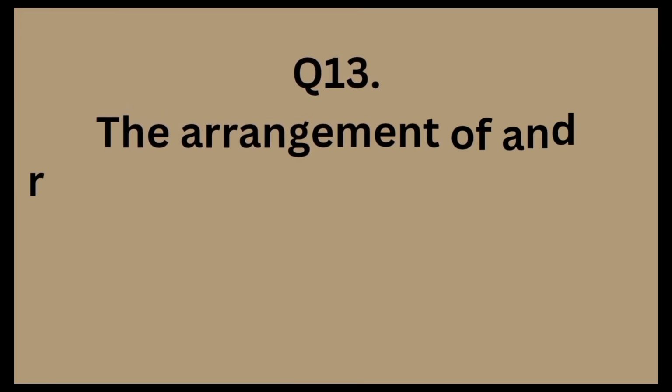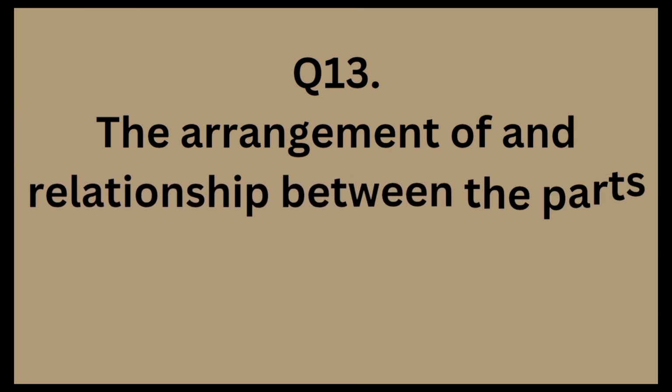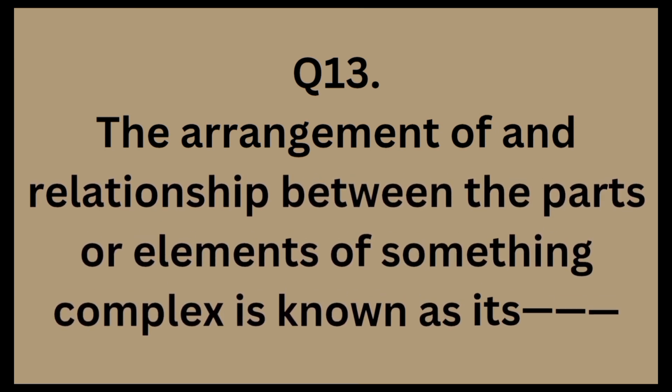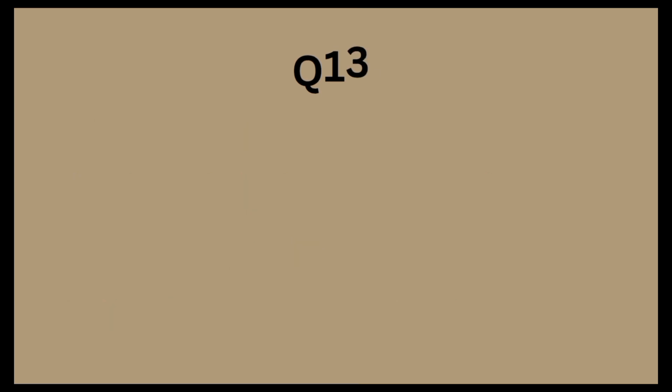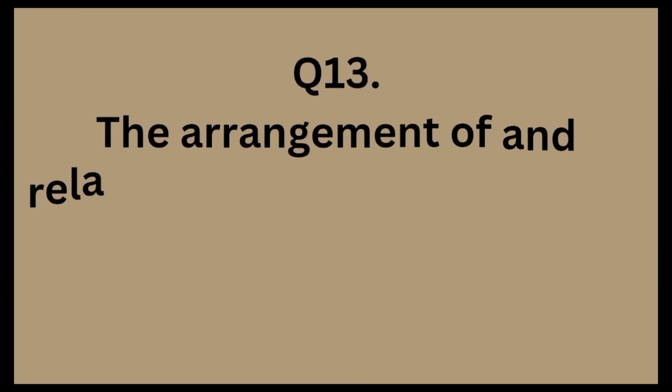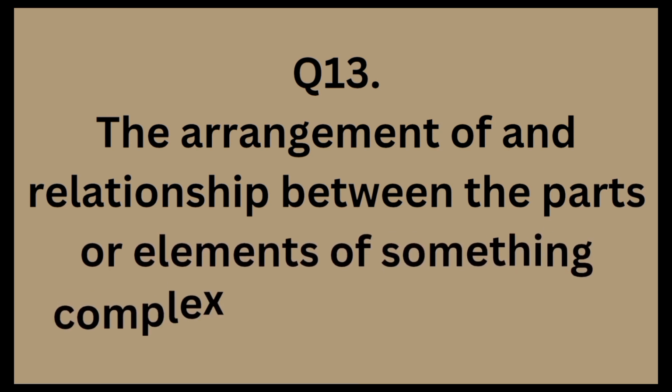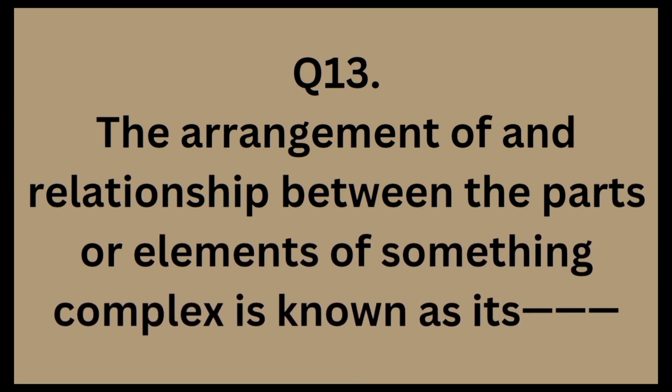Question 13. The arrangements of and relations between the parts or elements of something complex is known as its dash. This question can be found directly from the choices. So the blank space is filled by structure. The answer for question 13 is structure.